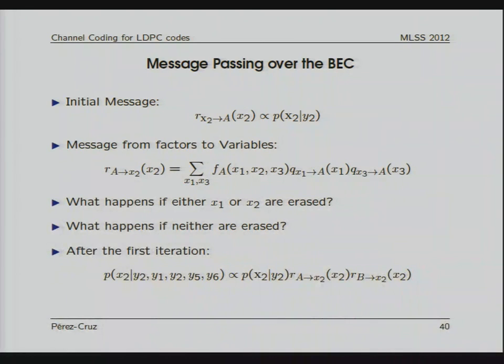1 or 0? It's a parity check factor. So the parity of this one is odd or even? Even. We have 3 zeros, so the parity is even. So the parity constraint is true, so this one is going to be a 1.